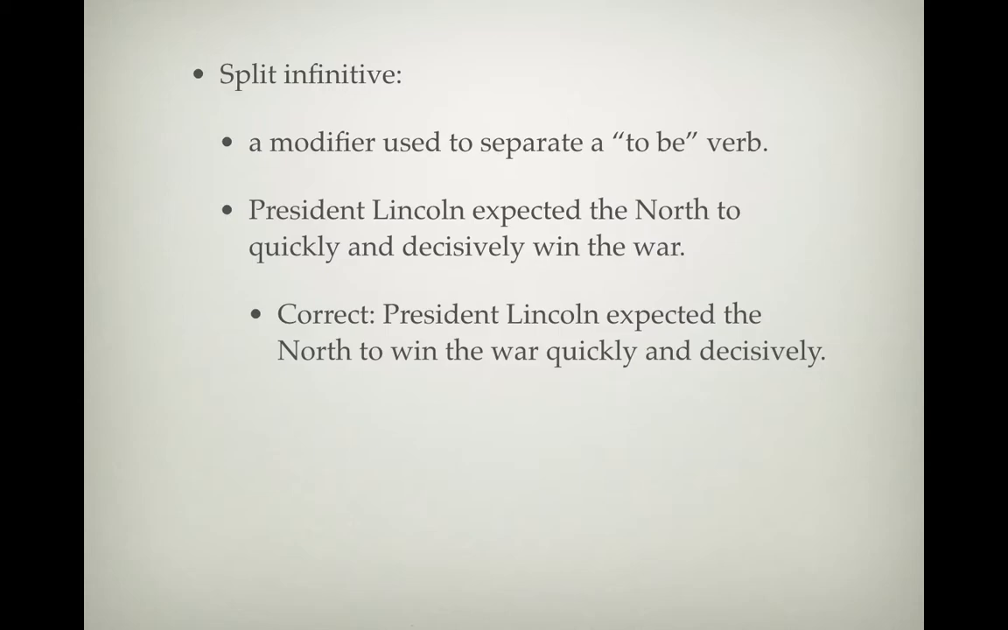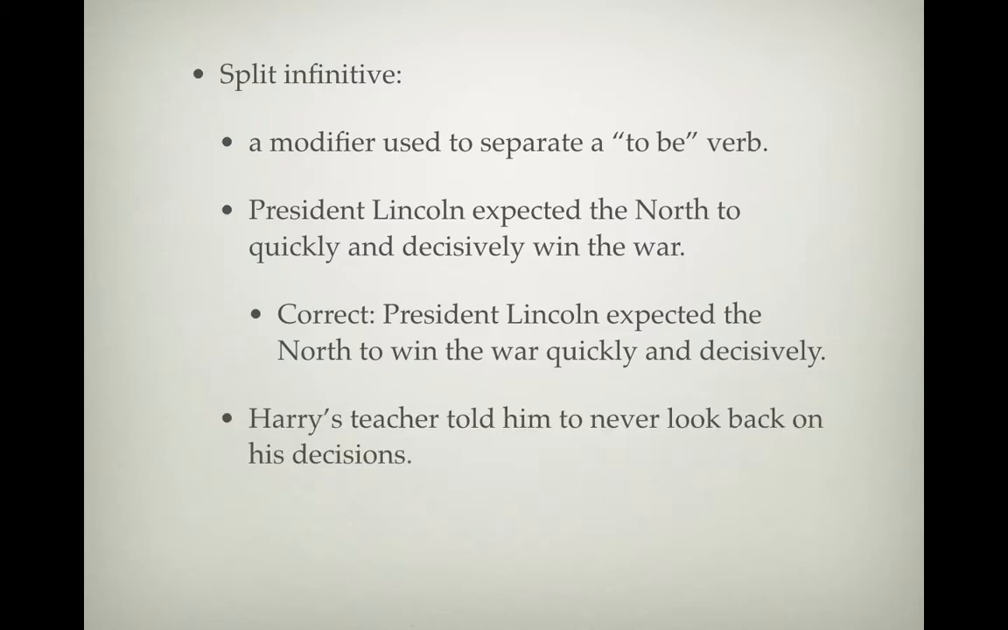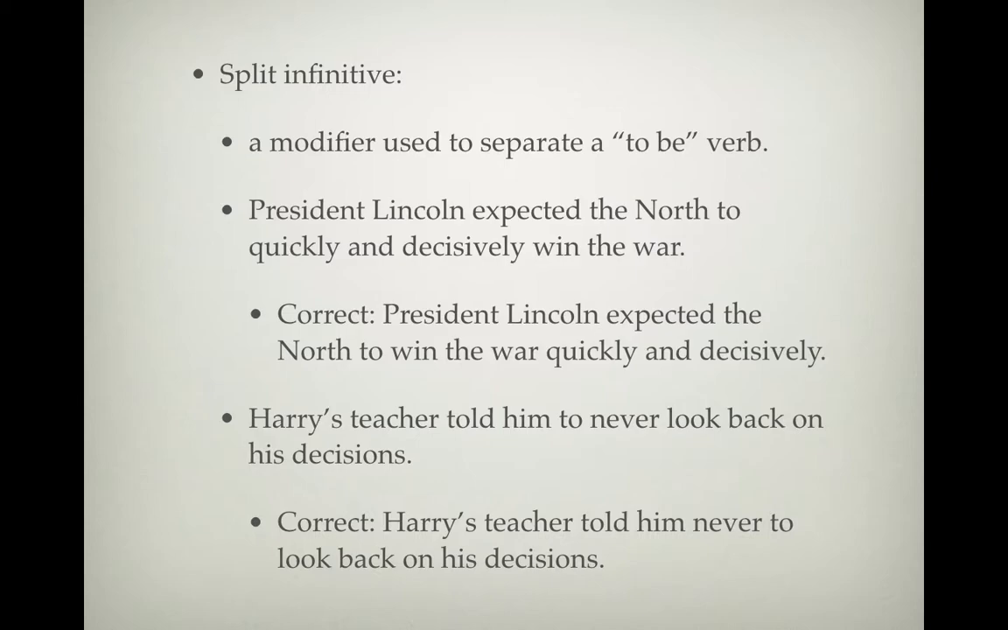Another one that pops up pretty commonly, and so I want to give an example on it, is when you have a negative, to never or to not. So words like never or not showing up between to and a verb, and that's often problematic in student writing. So in this example, Harry's teacher told him to never look back on his decisions. So you want to keep to and look together. So where do you put that never? It's usually best to put the not or the never in front of the verb. So Harry's teacher told him never to look back on his decisions. See how much smoother that flows?